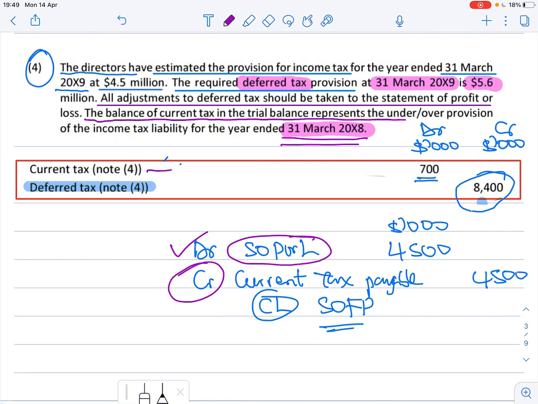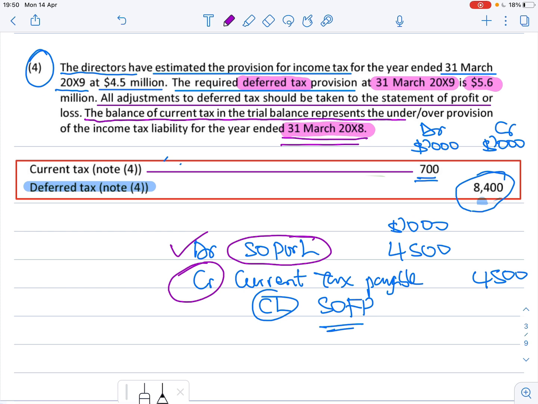So look at this. This is saying current tax. You have it to be 700 here. Well, unlike the deferred tax of 8.4 that will always be on the credit side of the trial balance, this current tax could either be on the debit side or on the credit side of the trial balance. If it's on the debit side, we refer to that as under provision of last year. If it's on the credit side, that is over provision of last year. Okay, you don't have any problem.